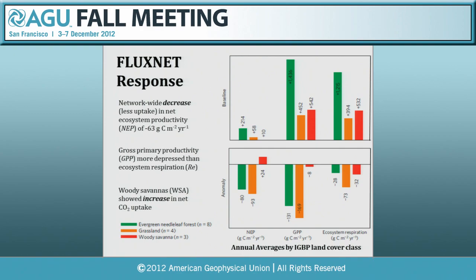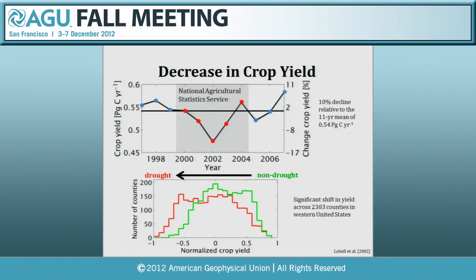Note that if we look at the woody savanna site, we actually see a slight enhancement. This is actually driven by a single site. So 2 of those 3 sites are very much in line with this overall pattern, but we have one anomalous site, which in effect serves to flip the sign here.